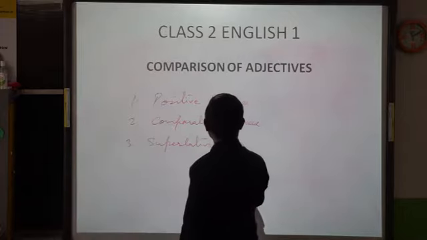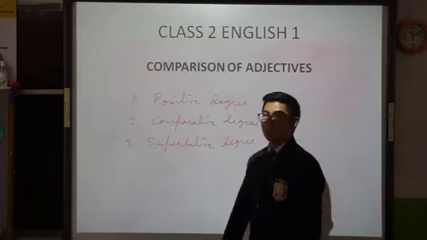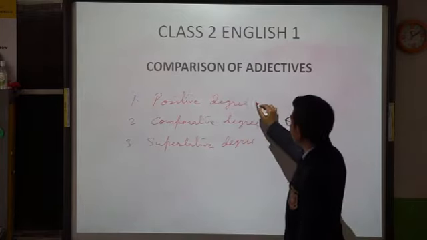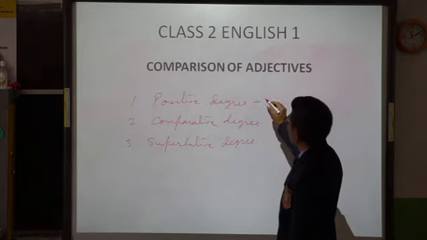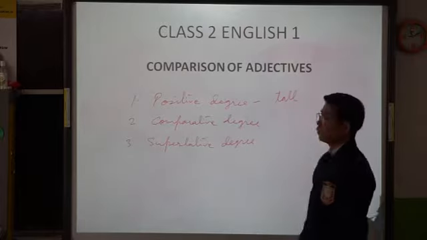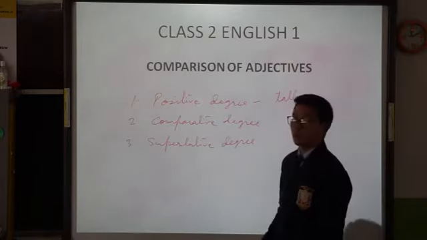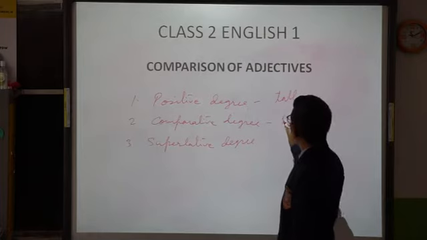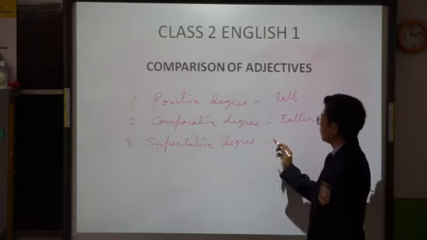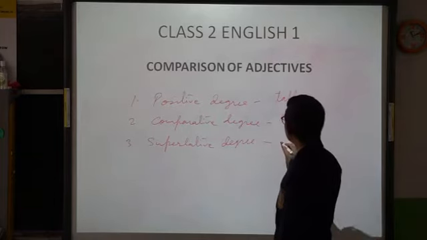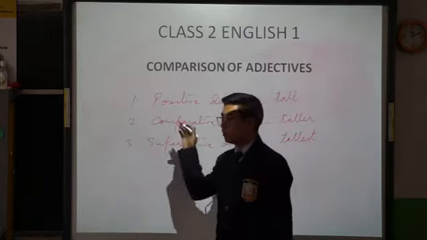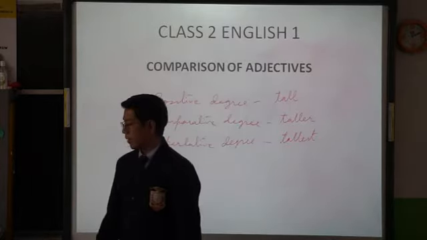I hope you have learned these things in the previous classes also, right? So positive degree means the base adjective. For example, if I write tall, what is the comparative degree for this word tall? It is taller, right? And for superlative, we write tallest. Alright, this is how we show the degrees of comparison.